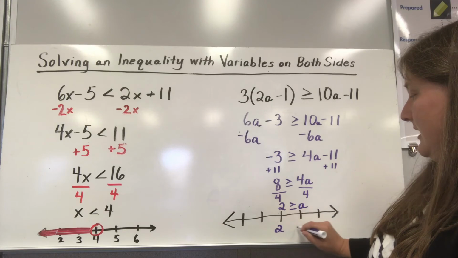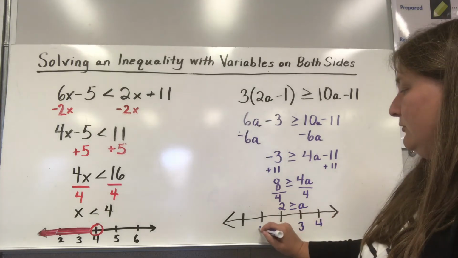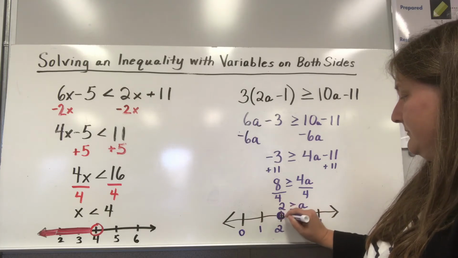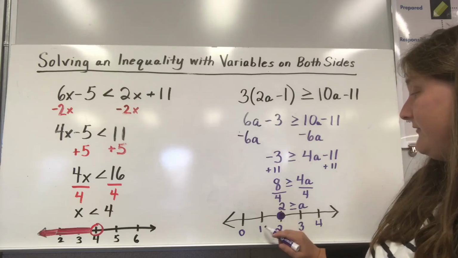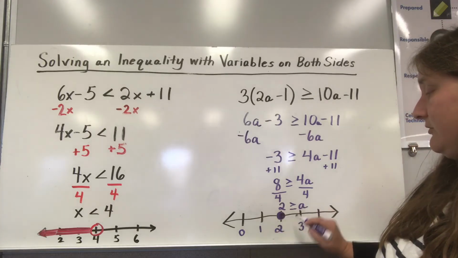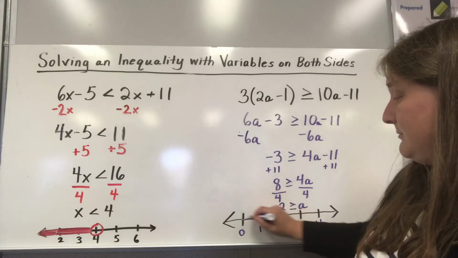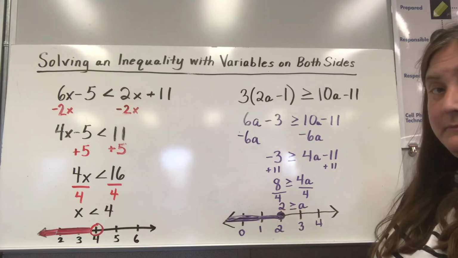So on my number line, I'm going to place my 2, and I'm going to put a closed circle at 2 because a can be equal to 2. And I'm going to highlight to the left because I want values like 1 or 0 in order to make this inequality true. a has to be something smaller than 2, so I highlight to the left.